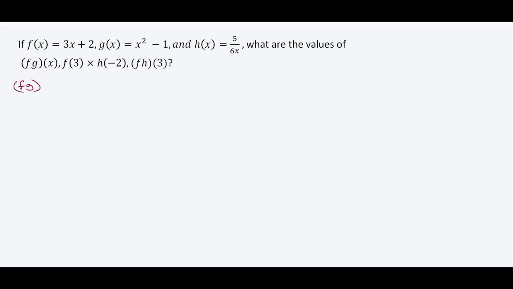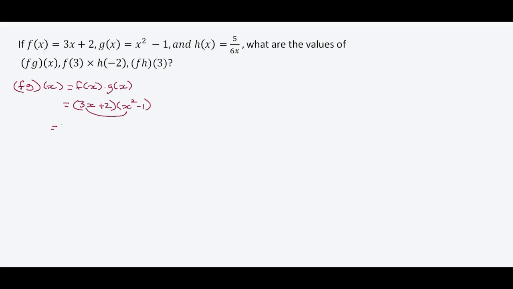(f times g)(x) is equal to f of x multiplied by g of x. So in this case we have 3x plus 2 multiplied by x squared minus 1. So we're going to FOIL this.